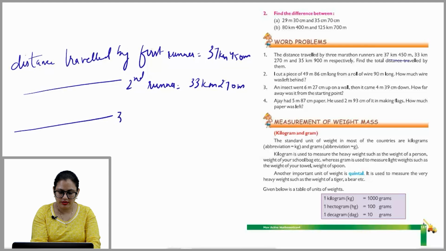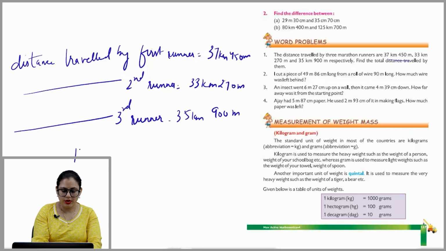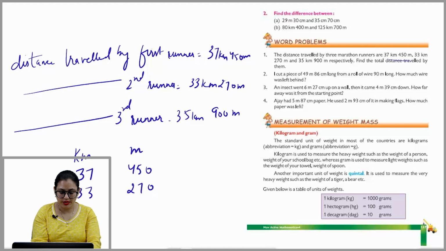Distance traveled by third runner, 35 kilometer, 900 meter. Now we'll make two columns, one for kilometer, one for meter. 37 kilometer, 450 meter. 33 kilometer, 270 meter. 35 kilometer and 900 meter.